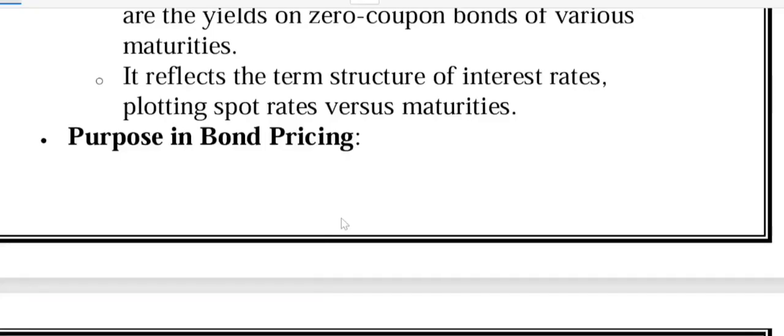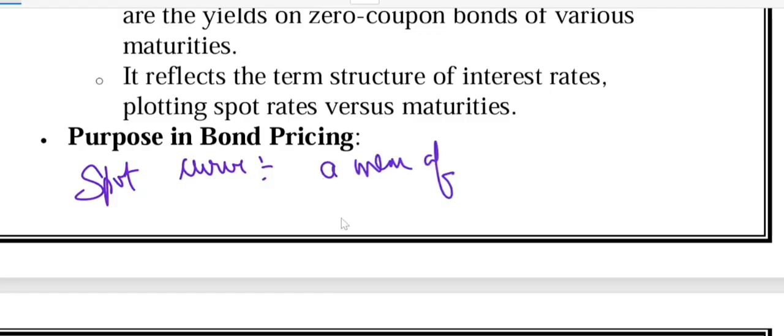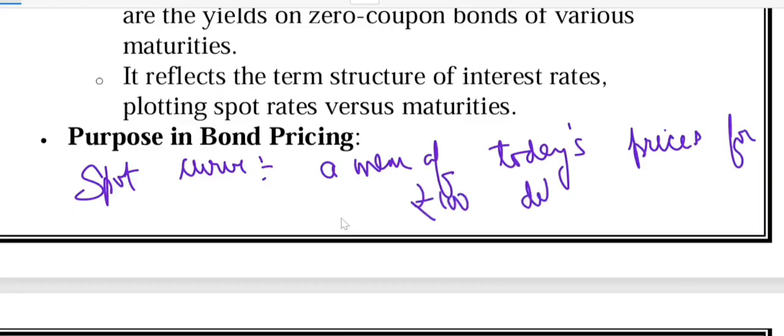So let me give you one example to make it more clear. You can think of a spot curve as a menu of today's prices for rupees 100 delivered in 1, 2 or 5 years. So 100 rupees in 1 year will cost 95.25, and 100 rupees in 2 years will cost 89 rupees. The traditional yield curve averages all these things into one combo meal rate.